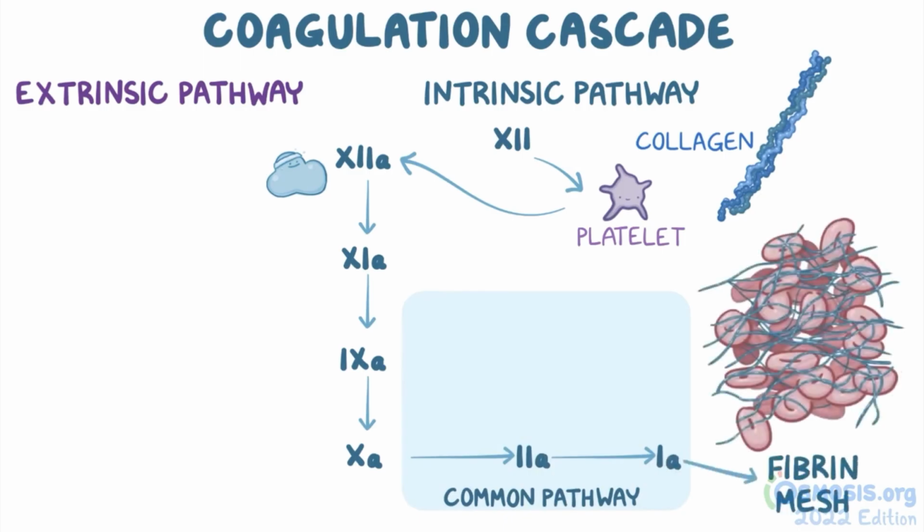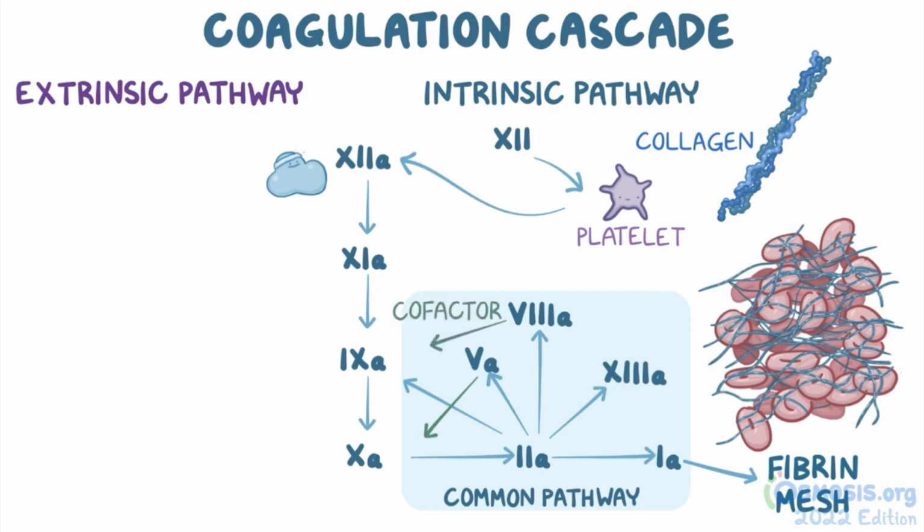When factor 2 gets activated, it also activates 4 other factors: 5, 8, 9, and 13. Factor 5 gets activated and acts as a cofactor for 10. Factor 8 acts as a cofactor for factor 9, and factor 13 helps factor 1, or fibrin, form crosslinks.